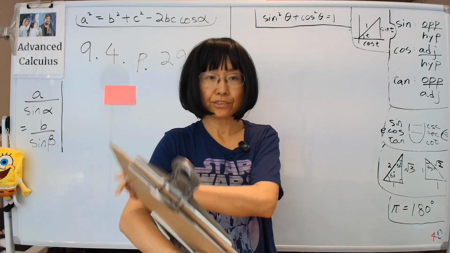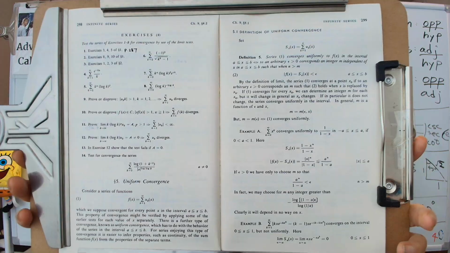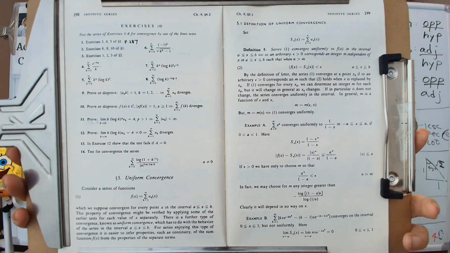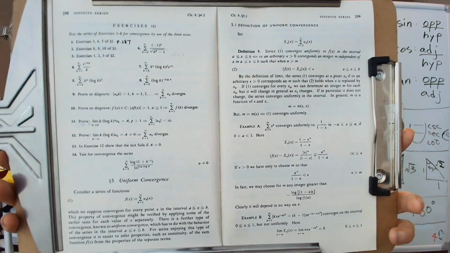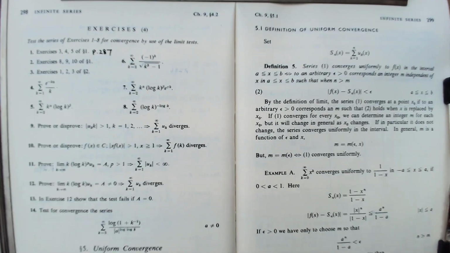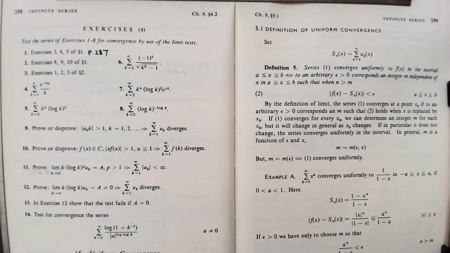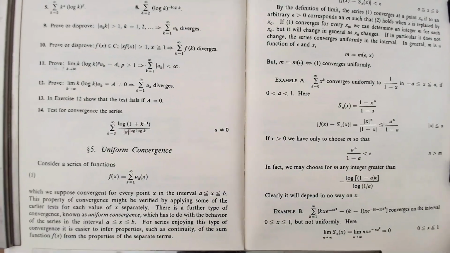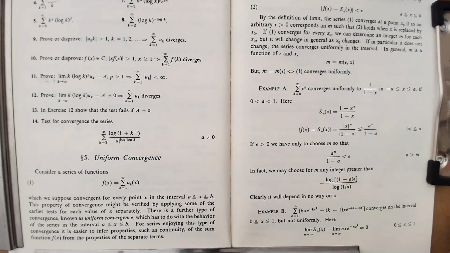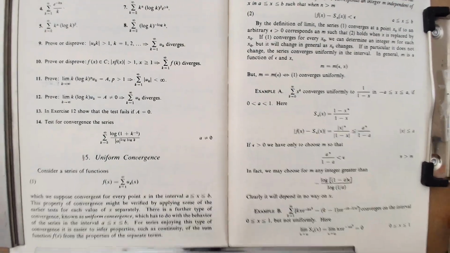Next, page 298 and 299. First, the entire page. Let's see, maybe like this. And then a bit closer on top. And a bit closer on the bottom. All right, that's good enough.